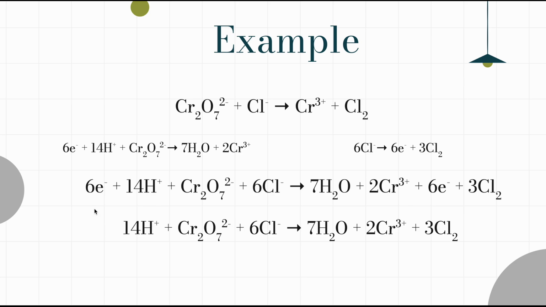Here we see that we have 6 electrons on the reactant side and 6 electrons on the product side. So these electrons can be canceled out, leaving us with a final balanced redox equation of 14H+ plus Cr2O7 2- plus 6Cl- reacting to create 7H2O plus 2Cr3+ plus 3Cl2.